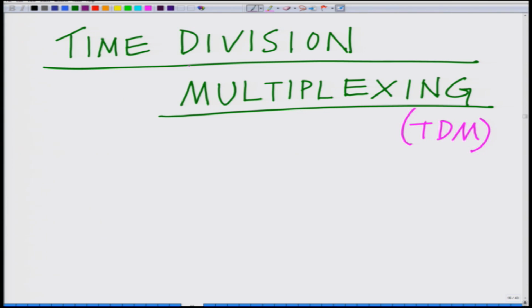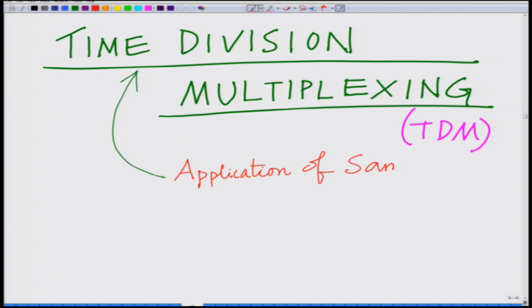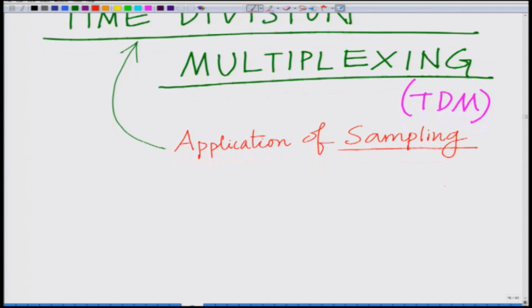First, let us realize that TDM is an application of sampling. TDM employs sampling. TDM is an application of sampling.